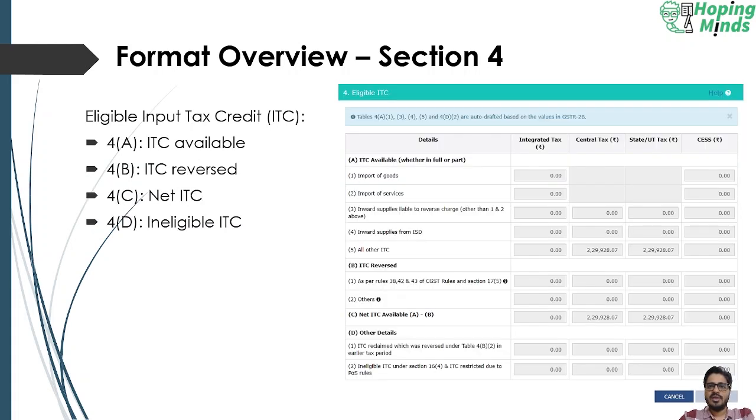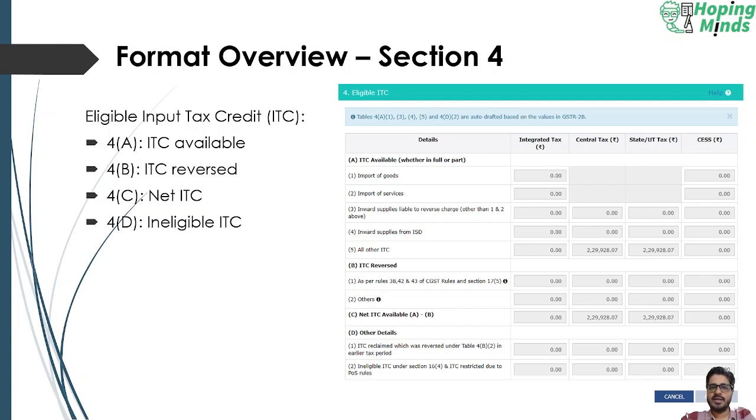Next is table 4. This table contains data related to input tax credits. So this section has been divided into 4 parts. First is ITC available, next is ITC reversed, then net ITC, that is ITC available less ITC reversed, and finally ineligible ITC. So table 4A contains data related to input tax credit.